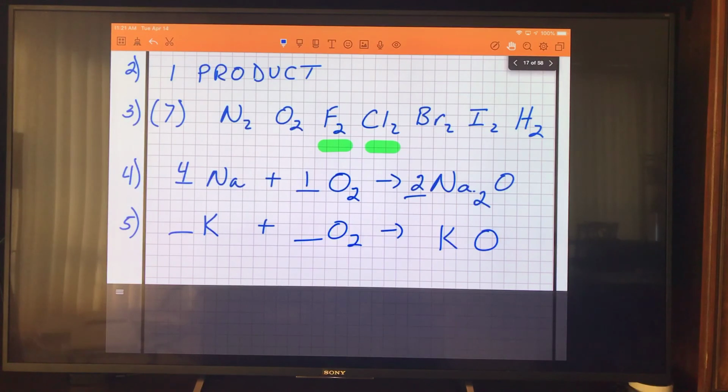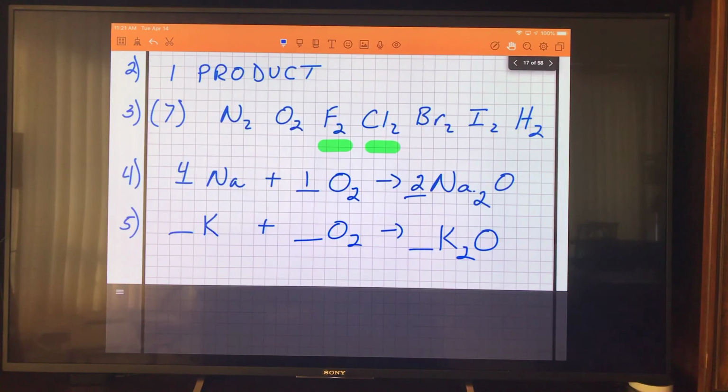So step 1 was write the reactant. Step 2, write the product. Step 3, check for diatomics. This one, with a friend, doesn't need a 2. The other one, yep, it's got a 2 because the oxygen's by itself. Step 4, we've got to check for the product. Oxygen minus 2, potassium plus 1. So it's going to look like that, K2O, potassium oxide.